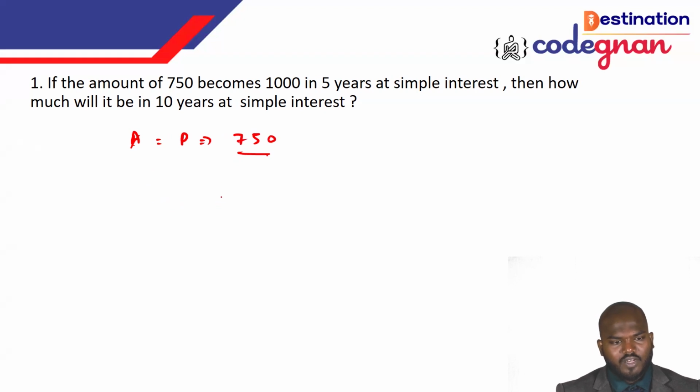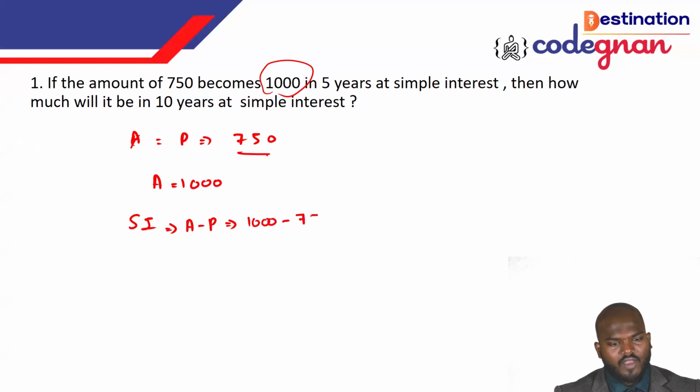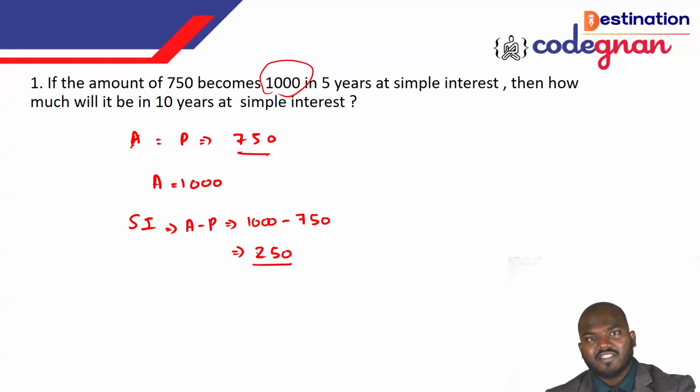Okay, so you see this one, guys. Then what about the simple interest? The amount they are giving here is equal to 1000. Then simple interest is equal to amount minus principal. That is 1000 minus 750, and that value will give you the answer 250. That is the simple interest, 250 here.